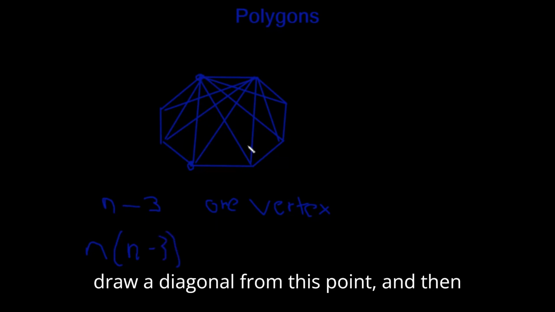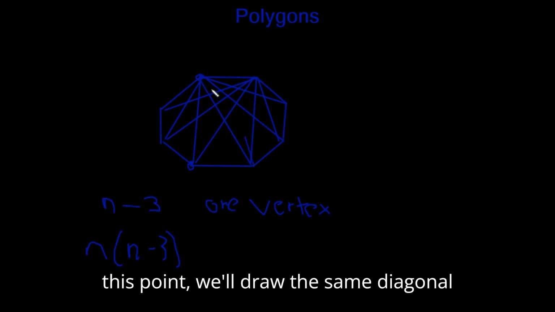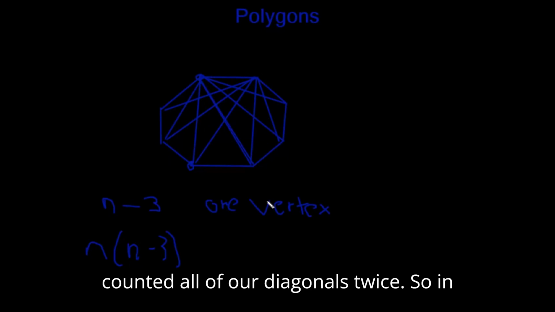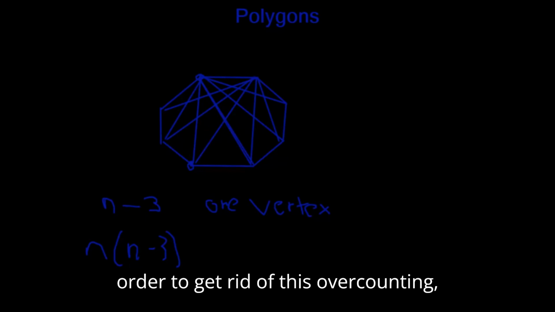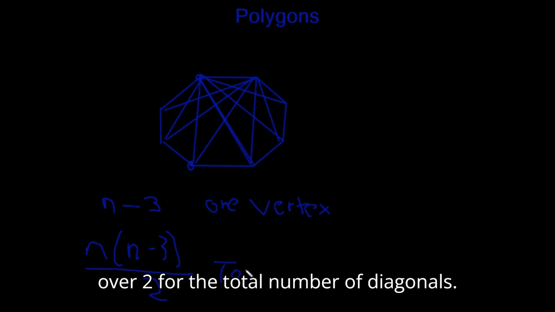Because if we draw a diagonal from this point, and then make our way all the way over to this point, we'll draw the same diagonal again, which basically means that we counted all of our diagonals twice. So in order to get rid of this overcounting, our formula will become n times n minus 3 over 2 for the total number of diagonals.